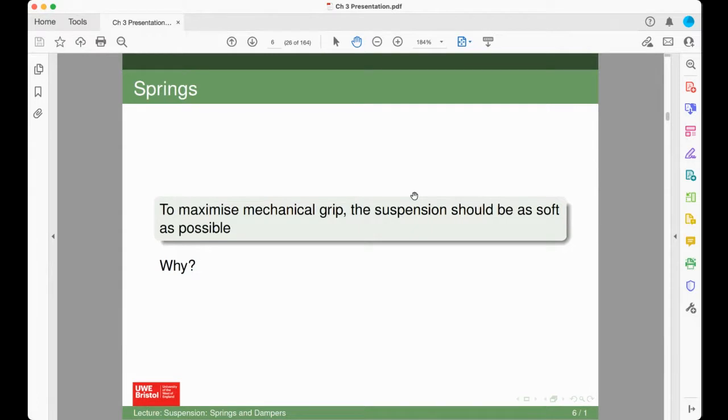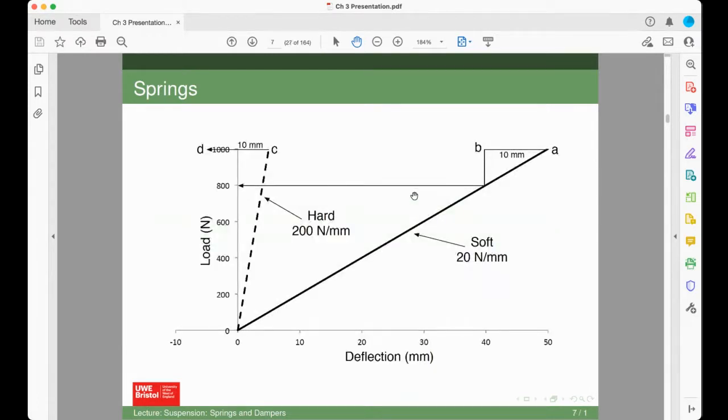Well, let's think about a vehicle going over a depression in the road. Not so much a pothole, but a depression, and you've got this situation with stiff springs and with loose springs. Here we've got two different spring stiffnesses: soft, at 20 newtons per millimeter, and a hard spring of 200 newtons per millimeter.